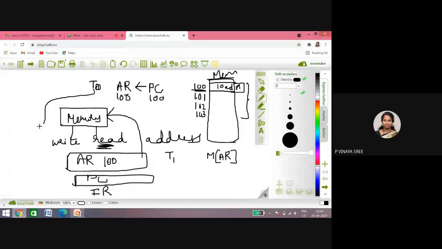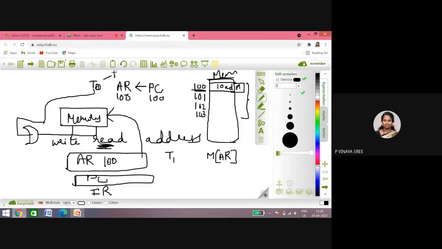an operation. So what we'll be doing is connecting one gate called the OR gate. Here we are connecting an OR gate, and that OR gate we are connecting to the read signal. What does OR mean? If any one of the inputs is high, then the output will be high. So I'm connecting this T0, because at this particular time T0 will be high.